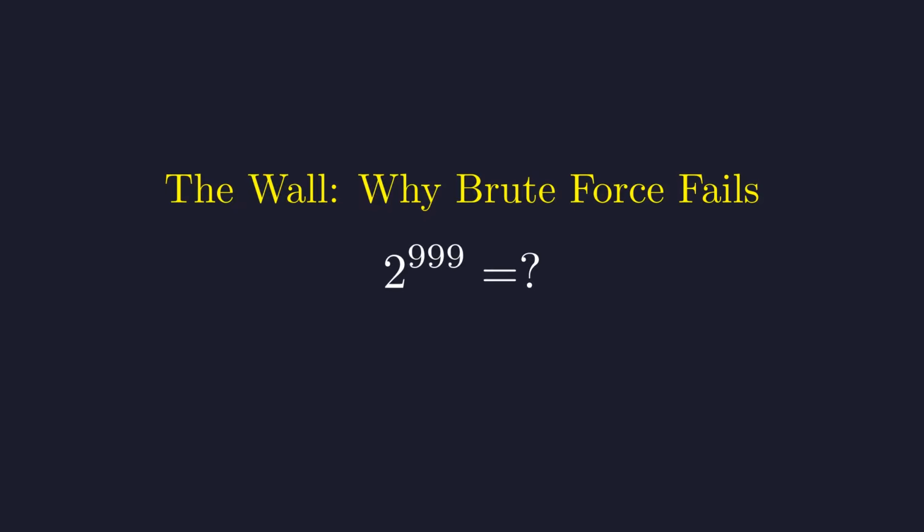Before we dive into the solution, it's worth taking a moment to appreciate just how impossibly large these numbers are. This will help us understand why we need to think differently. Just to get a sense of scale, 2 to the 999th power is absolutely massive. This number has over 300 digits. To put that in perspective, the number of atoms in the observable universe is only about 10 to the 80th power. So clearly we can't just brute force this calculation. We need to be clever.